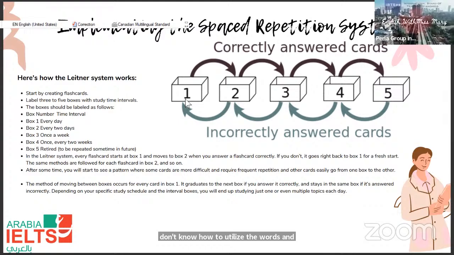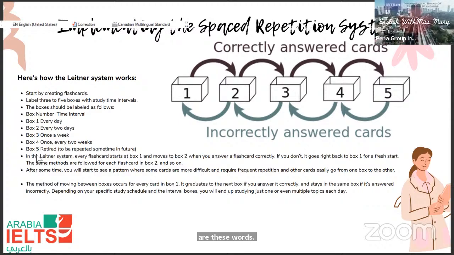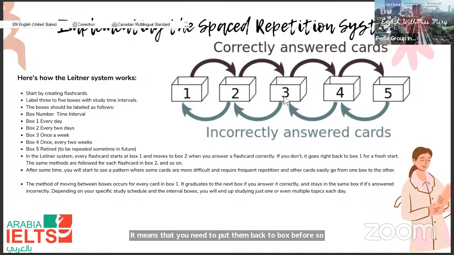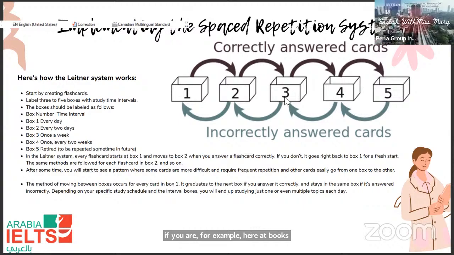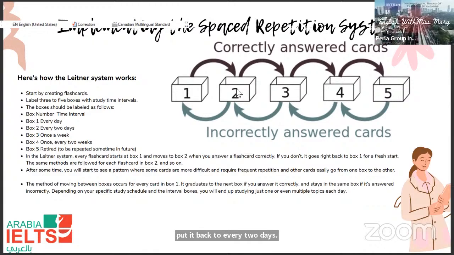And if you succeed in box 4, you can put it in box 5, which means that you just perfectly know these words. On the other hand, if you incorrectly answer those cards or these words, it means that you need to put them back to a box before. So if you are, for example, here at box 3 once a week, and once a week you do not remember, you have to put it back to every 2 days. So after 2 days, you need to recall that list. And it could be different lists, but I really recommend the app Anki. I will help you and will give you all the details, okay? All right.